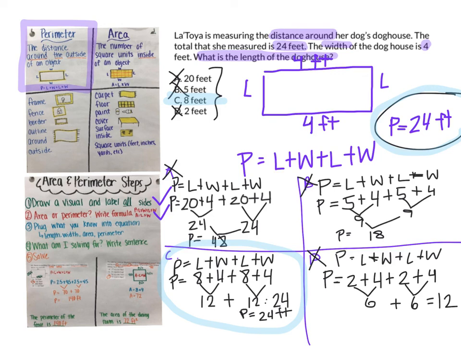Awesome job. So we have correctly solved for our length. Our length is equal to 8 feet. So we can plug that back in. So our picture is fully labeled with all of our side lengths.